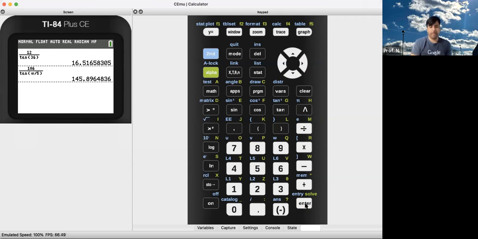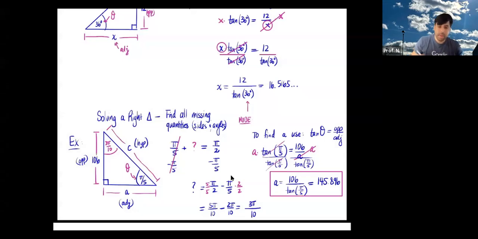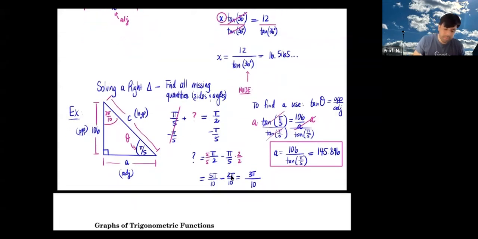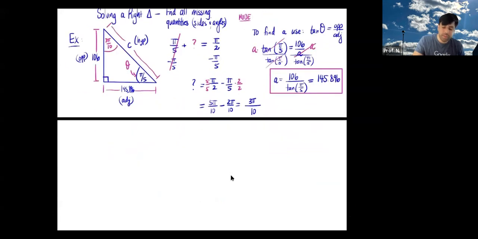See that? So my A value is 145.896. So I found my A value. Let me erase this and fill that in with 145.896. And of course, this is just an approximation. The decimal expansion continues. And so we found the adjacent side.